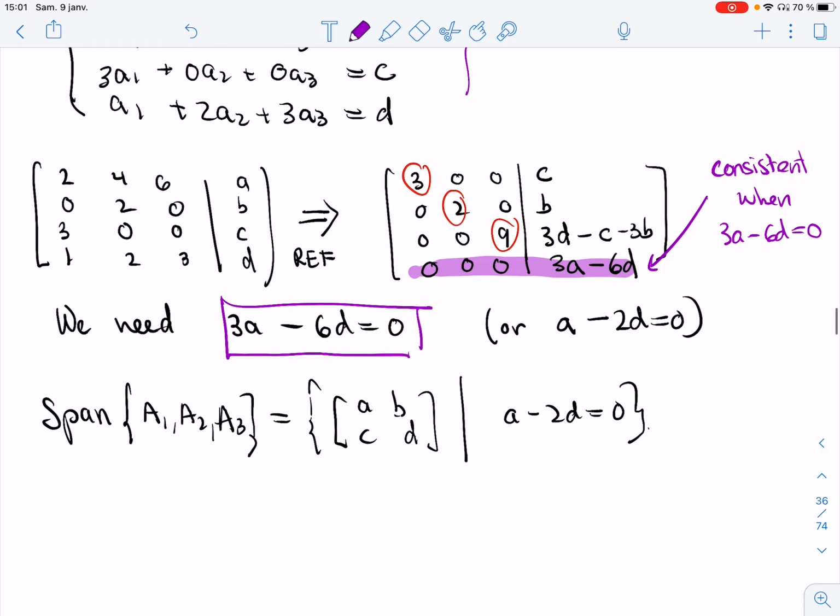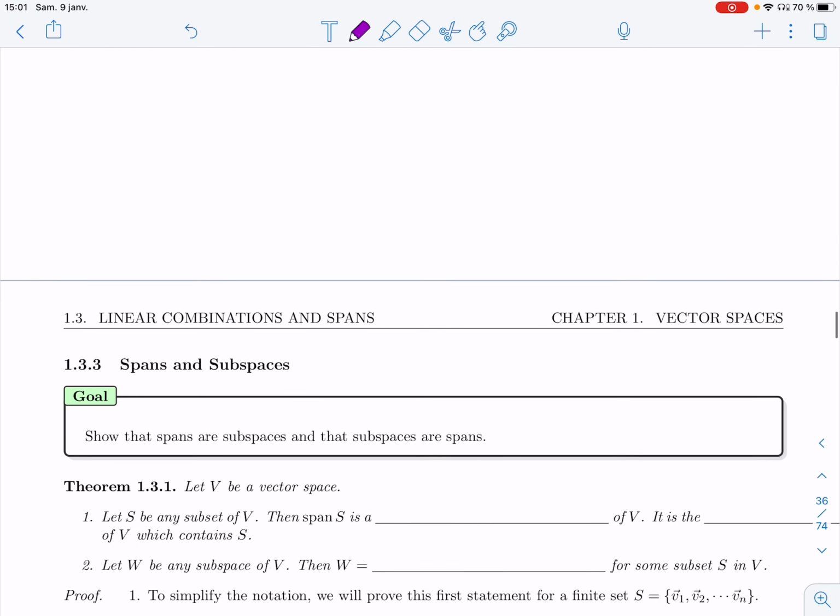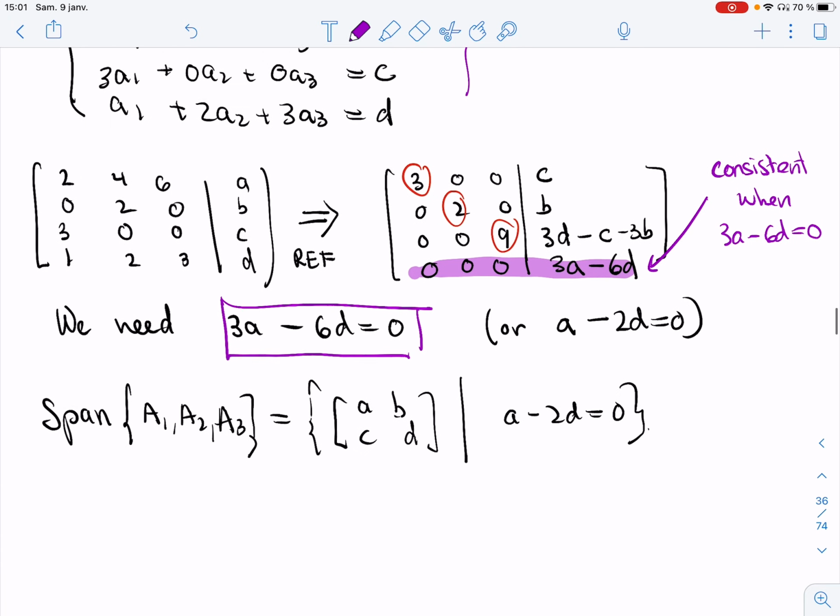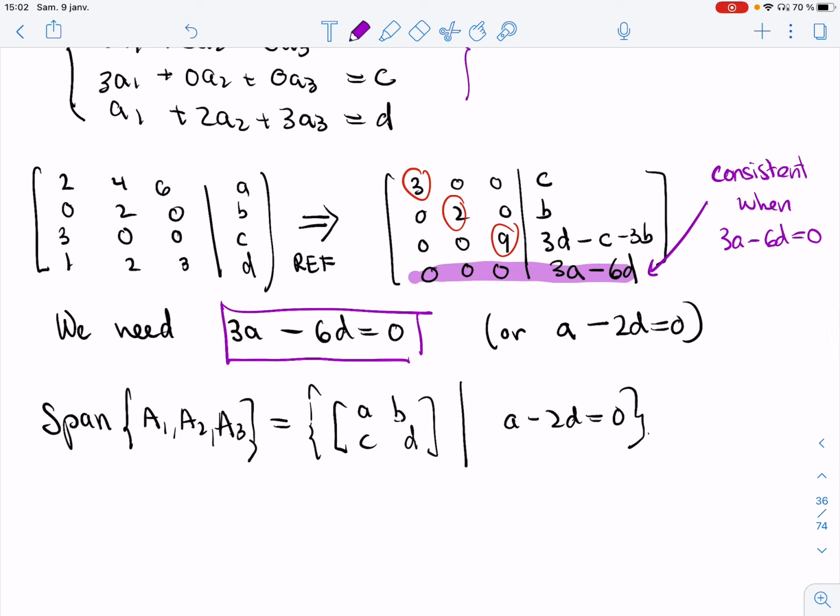All right, so that's it for this video. In the next video, we'll be linking spans and subspaces. The goal is really to show you that any subspace can be written as a span and any span can be written as a subspace.